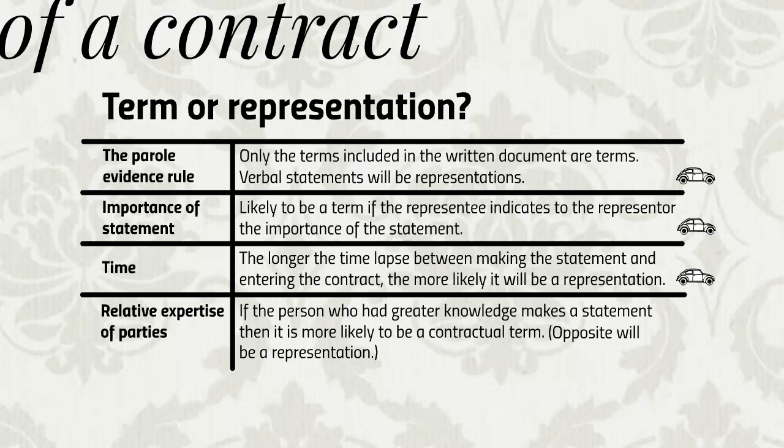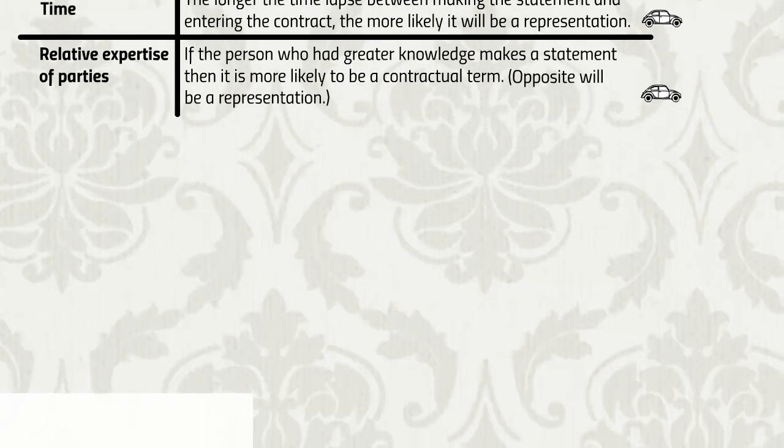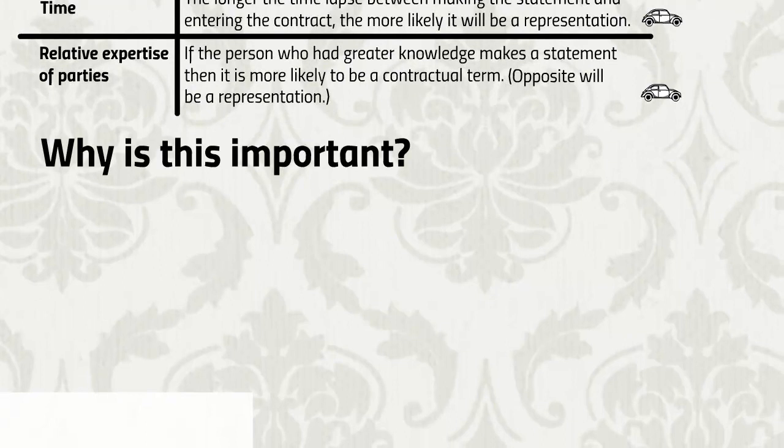But if we flipped it the other way around and said, well, actually the seller is the novice and the purchaser, or the representor, is the expert, then the court would be more likely to see the statement of alloy wheels as a representation. So there we can see the 4 different points of whether a court decides on term and representation. We can see that it can fluctuate quite a bit and takes into account a wide remit of ideas. So let's move on. And why is it important? Why do we even care?